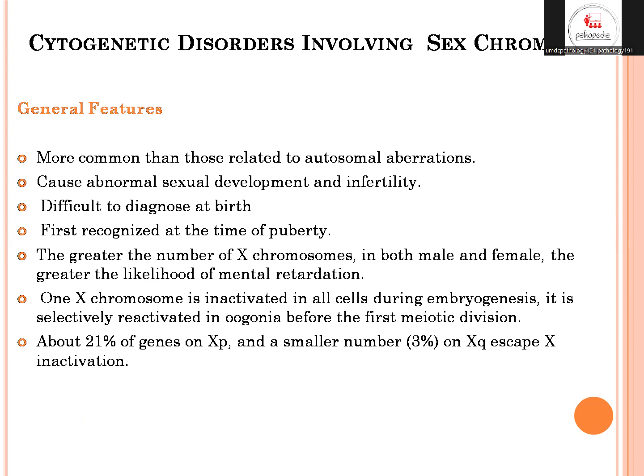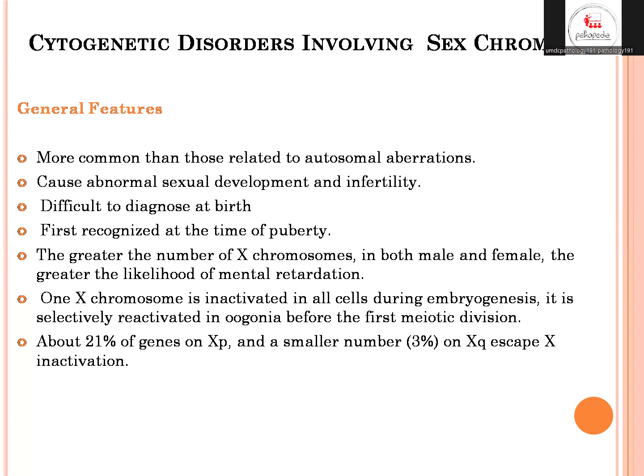Okay, the next category is cytogenetic disorders involving sex chromosomes, and these are more common than those related to autosomal aberrations. They show normal sexual development and fertility, and are difficult to diagnose at birth. The disorders involving sex chromosomes are first recognized at the time of puberty. The greater the number of X chromosomes, in both male and female, the greater the likelihood of mental retardation.